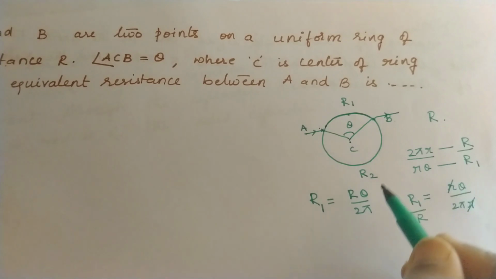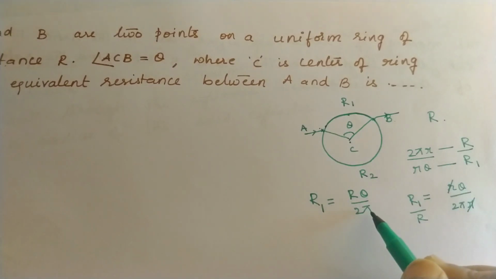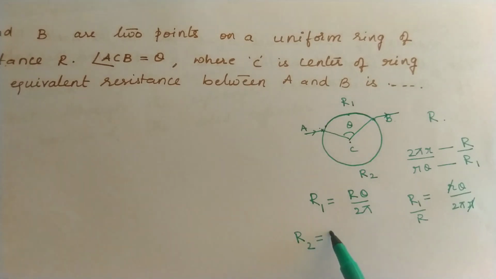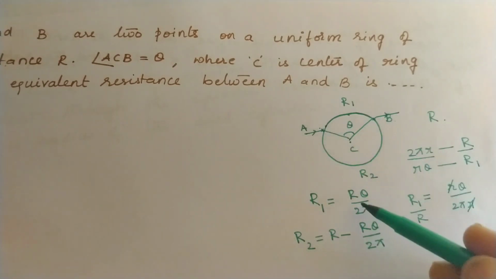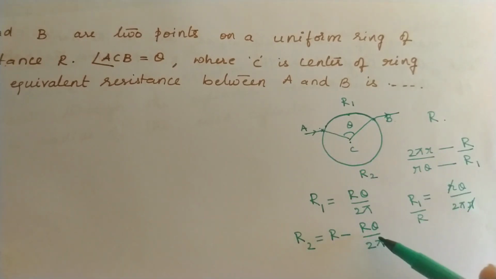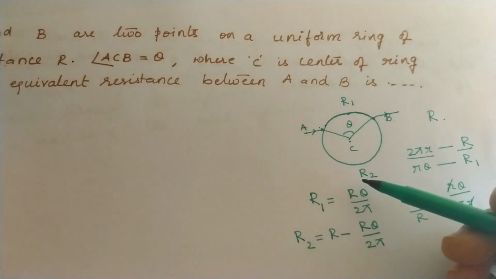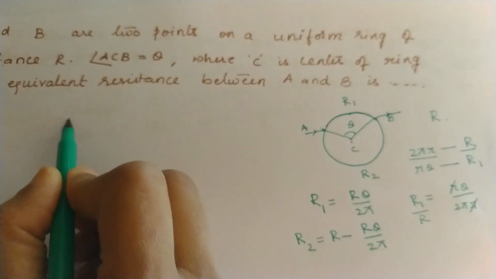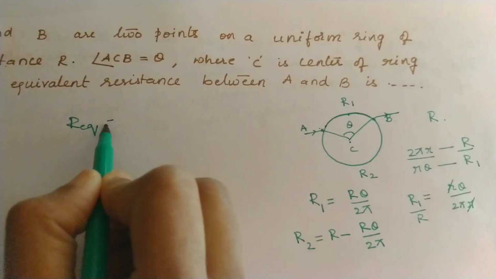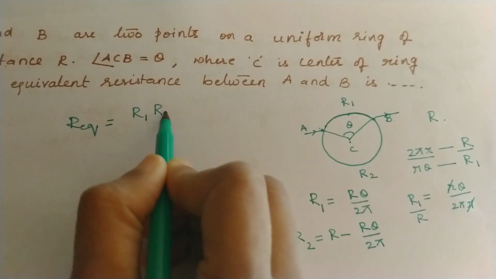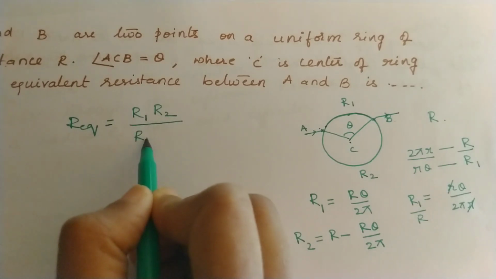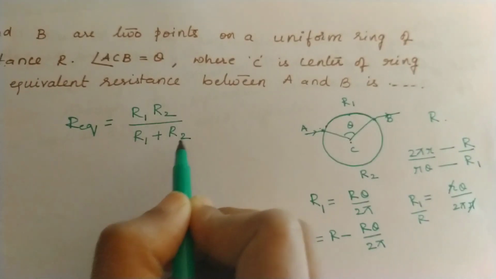So if this part has a resistance R theta by 2 pi, the remaining part will have a resistance R minus R theta by 2 pi, because the total resistance is R. If the upper part has this fractional value, the remaining is the resistance R2. How are R1 and R2 connected? In parallel combination, so R equivalent can be written as R1 into R2 divided by R1 plus R2.